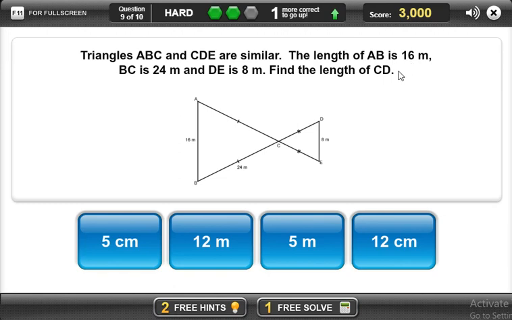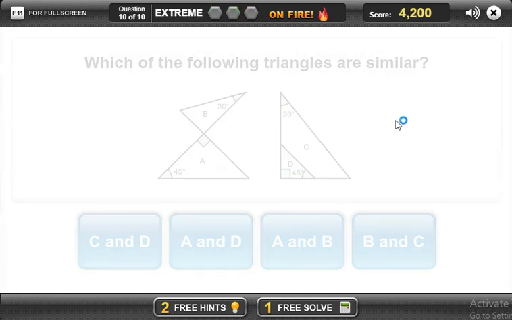Length of AB is 16 meters. So what we're doing is we're going from 16, and the matching one, if we rotate this around and make it smaller, 16 corresponds to 8. We're going to go over here and you've got to divide by 2. And so if we try to find length of CD, which corresponds to the 24, we've also got to divide by 2, which is 12.